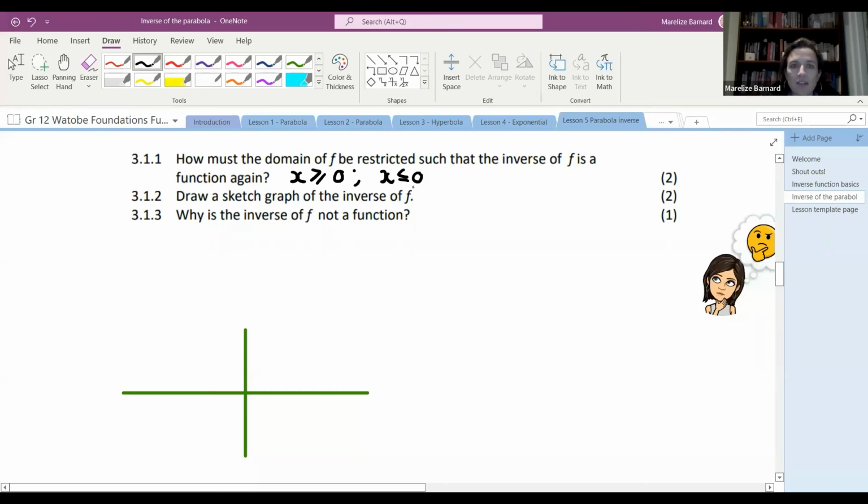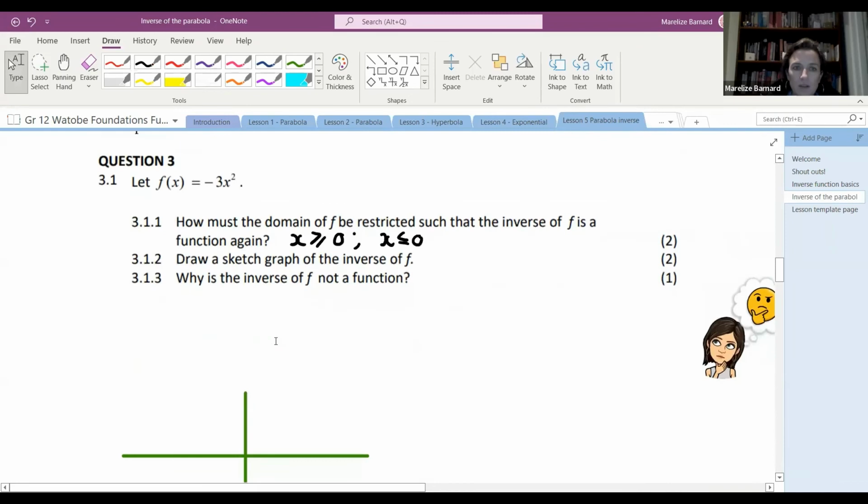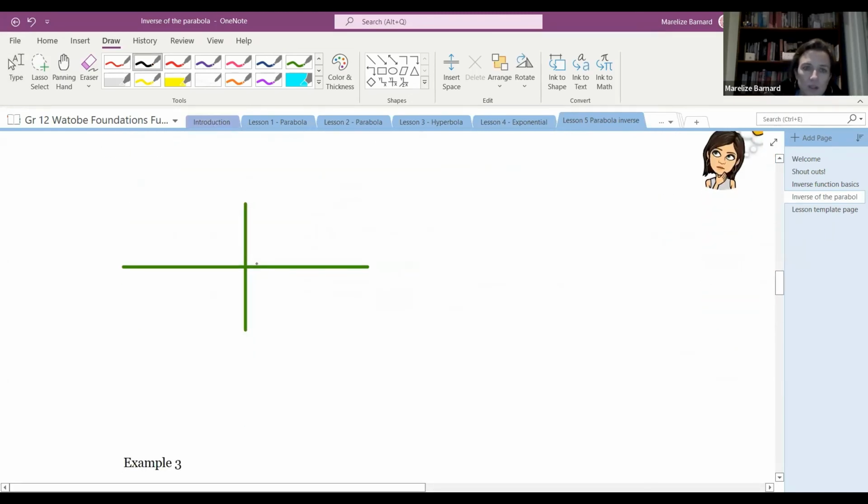Draw a sketch of the inverse. So let's just also draw the original. So that's going to be an unhappy face parabola.